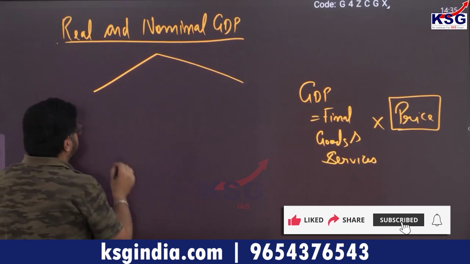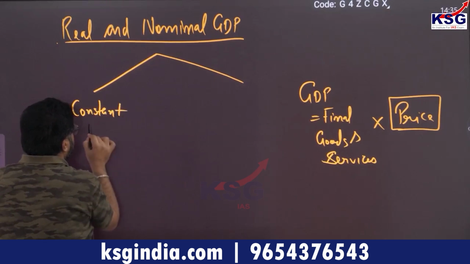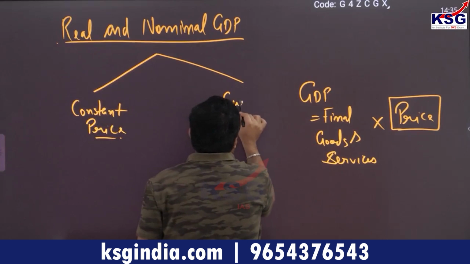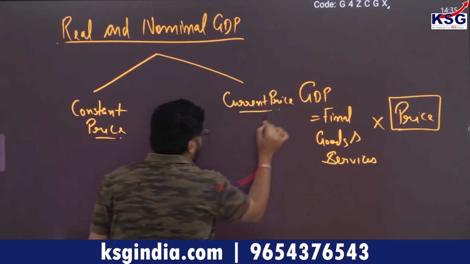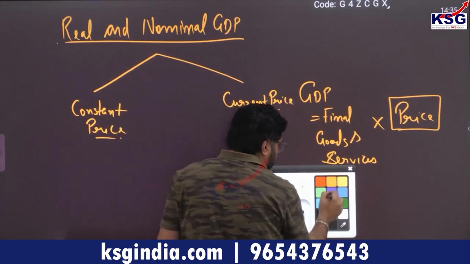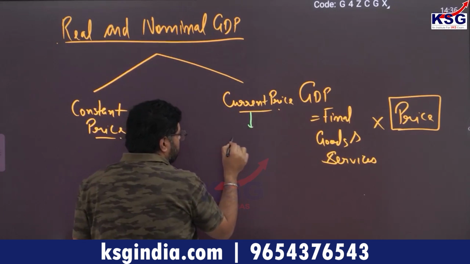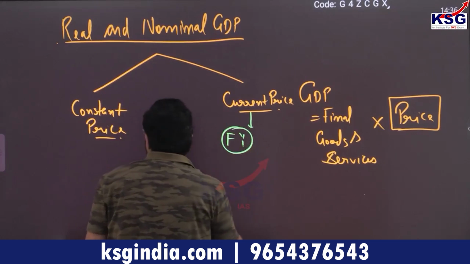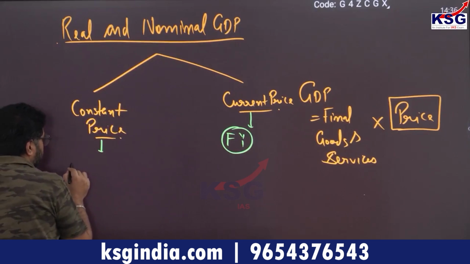So now we have two prices. One is constant price and another is current price. Now when I am taking current price, I am talking about the present price in a financial year, or you can say in the current financial year. When I talk about constant price, I am talking about the price of a product in base year.